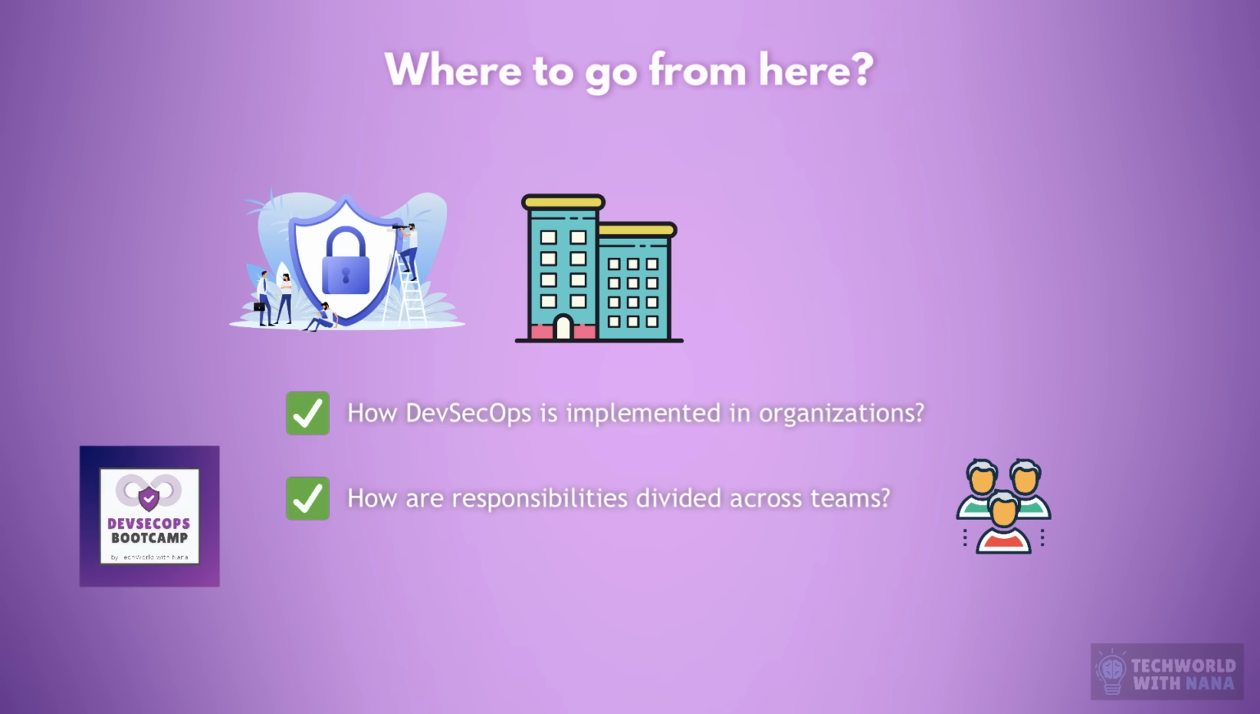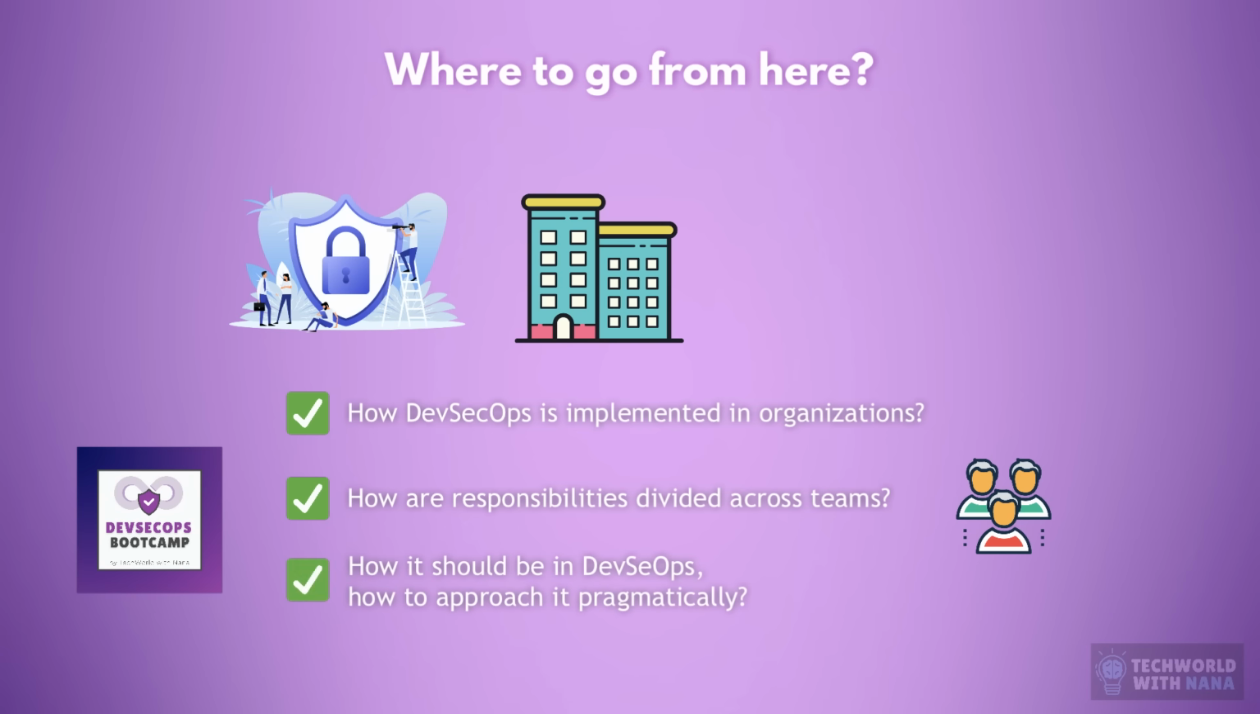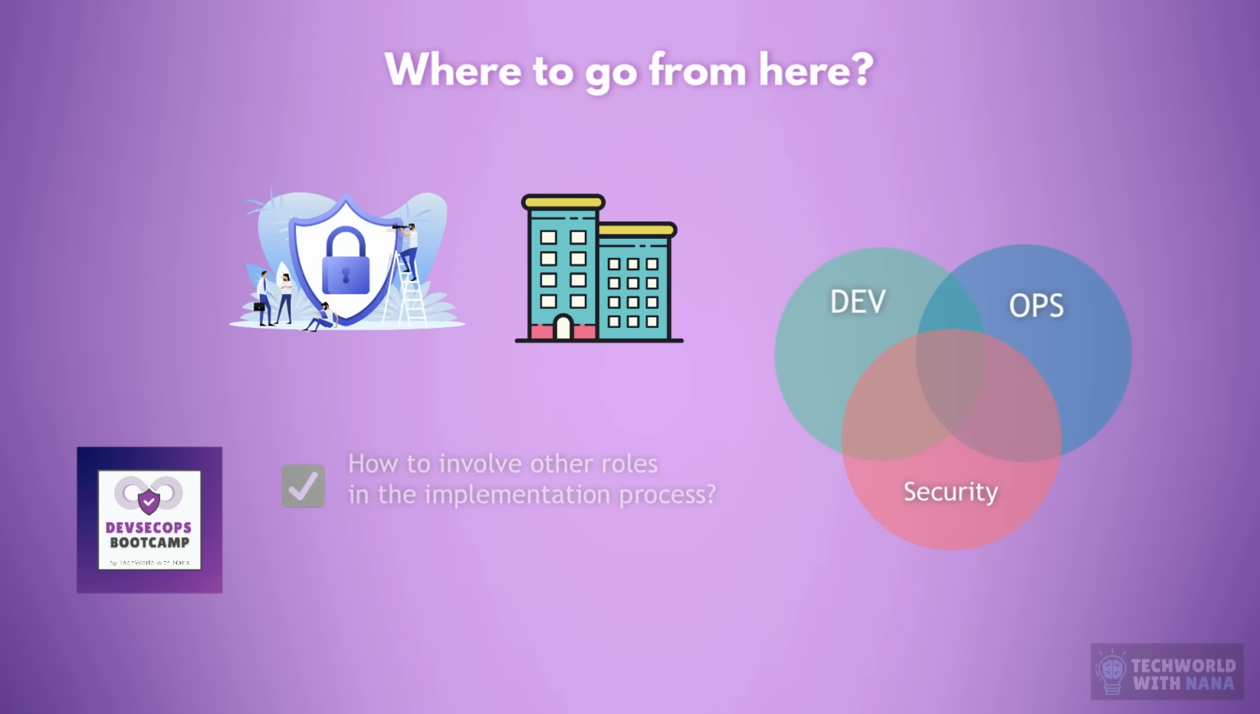So in the DevSecOps Bootcamp, we go into the topic of dividing the roles and responsibilities with DevSecOps principles, and also how to pragmatically approach this in an organization to implement DevSecOps and involve all of these other roles in the implementation process as well, and to motivate them to join in and not resist against it.